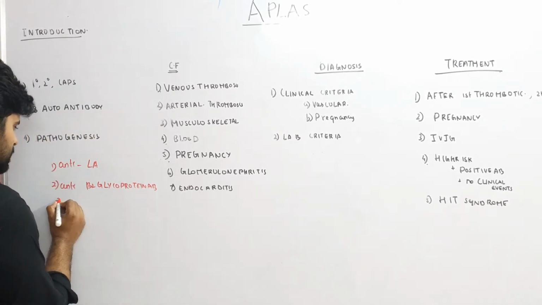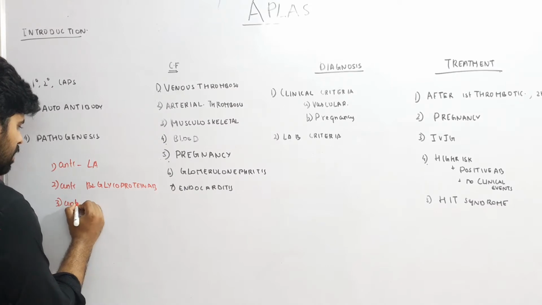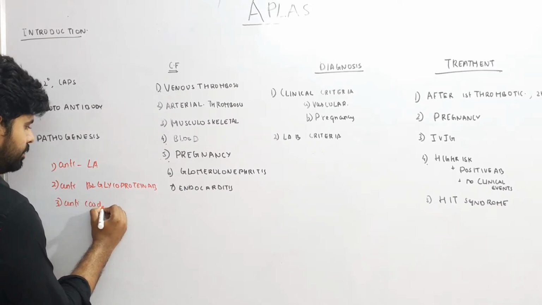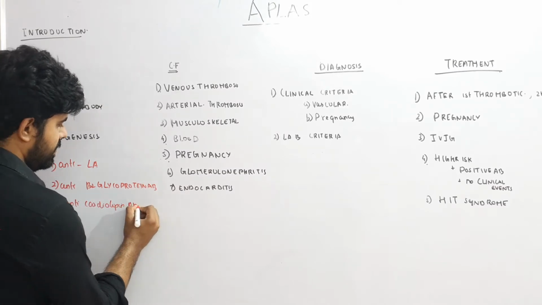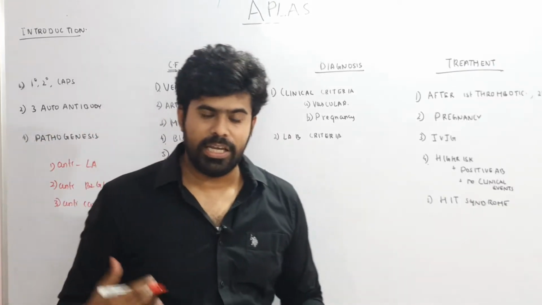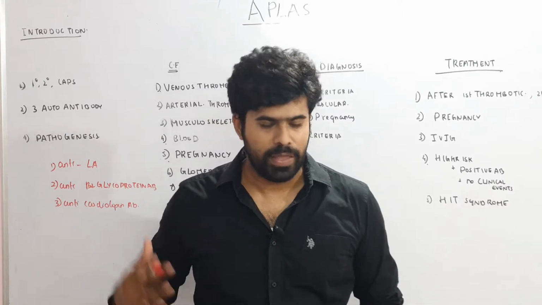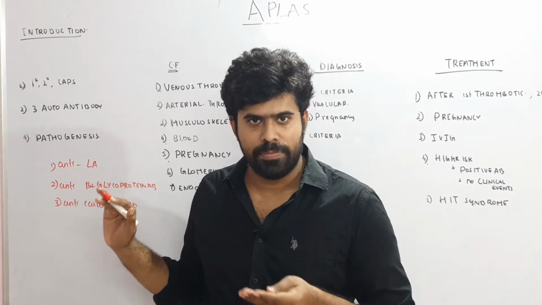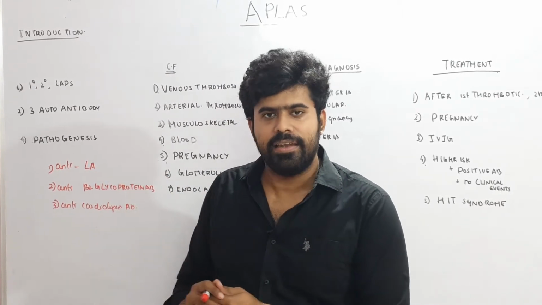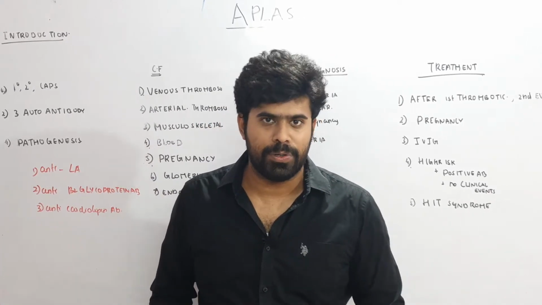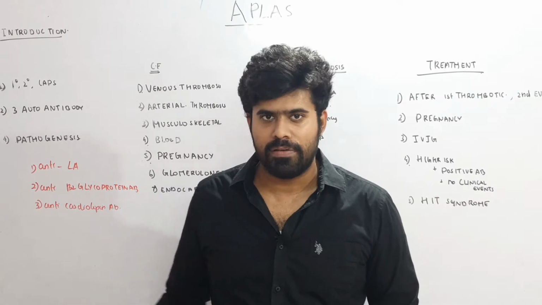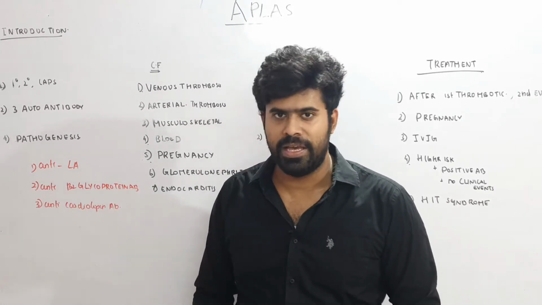The third antibody will be the anti-cardiolipin antibody, directed against the cardiolipin antigens. These 3 antibodies are classically found. Together they count as the antiphospholipid antibodies, and they are classically seen in patients with APLA syndrome. They can also have other evidence like VDRL positive or RPR positive, but these are not major. These 3 antibodies will be the major ones.